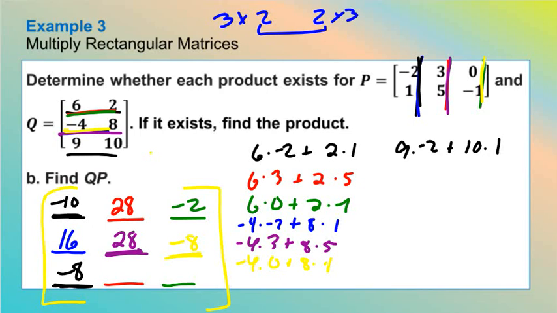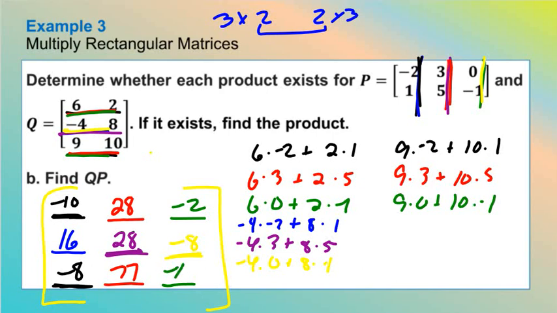Next, we have row 3, column 2. So this is 9 times 3 plus 10 times 5. 27 plus 50 gives us 77. And the last one here we have 9 times 0 plus 10 times negative 1. That will give us a negative 10. So that would be our answer here.